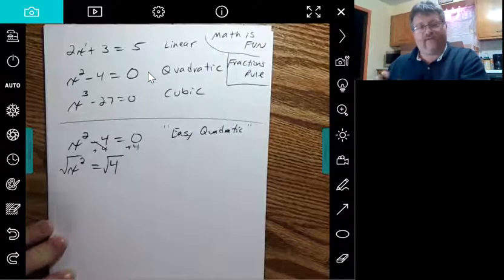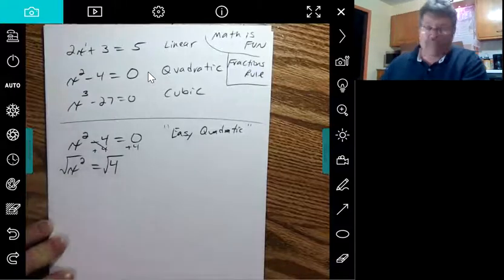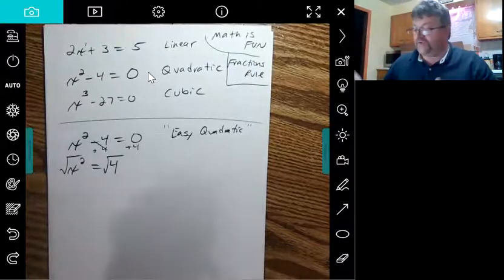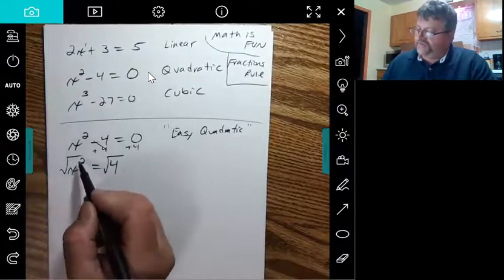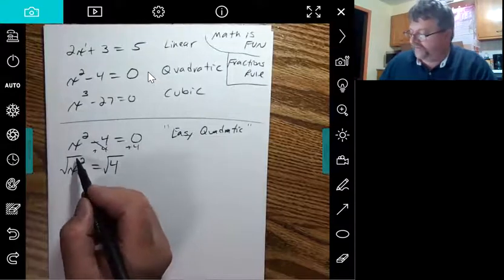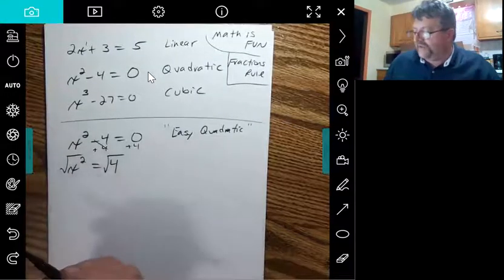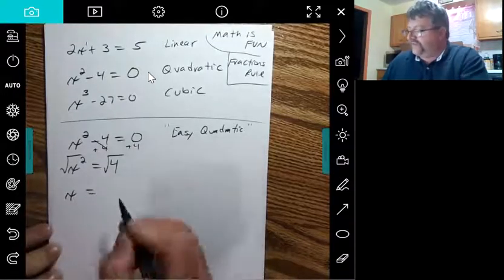Okay, equation solving gives us a lot of little powers and techniques that we didn't know we had. We can add something to both sides, subtract, multiply, divide. We can square both sides. We can square root both sides. The square and the square root, they annihilate one another. I like to say annihilate. It sounds cooler. Gone. It's just an x now. And the square root of 4 is 2.